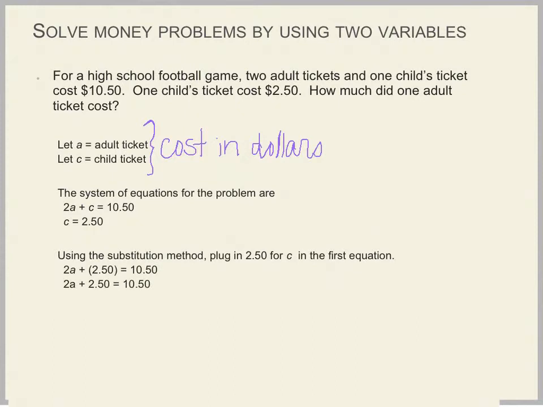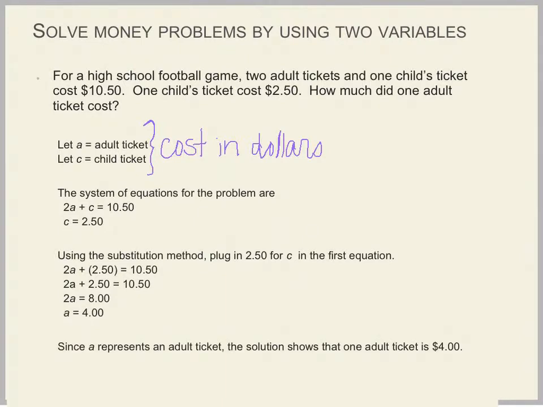Doing so, through substitution, I find that 2A plus $2.50 equals our total of $10.50. Next, I'm going to subtract $2.50 from both sides to see that 2A equals $8. Then I'm going to divide by 2 to see that A equals $4. So since A represents the cost of an adult ticket, we know that this solution shows that 1 adult ticket is $4.